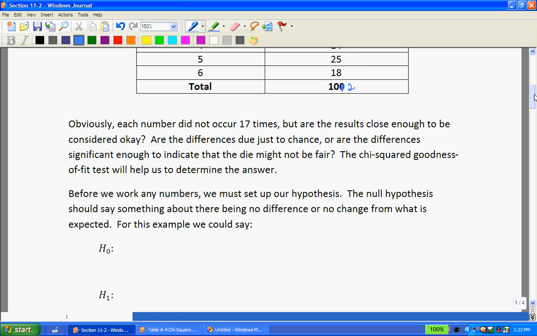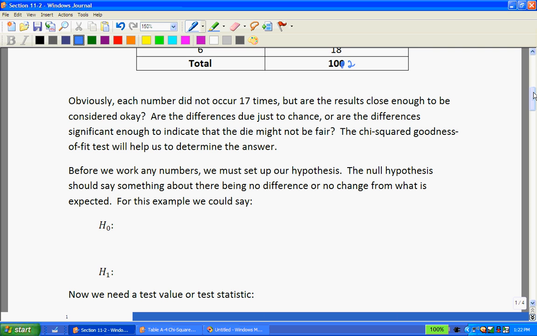Well, before we work any numbers, do any calculations, we need to set up our hypothesis. For a chi-square goodness of fit test, the null hypothesis should always say something about there being no difference or no change from what's usually expected. So on the die, we usually expect each number to come up an equal amount of time, so I'm going to say something to that effect. Now you don't have to be very exact here, meaning there's not a prescribed formula the way we used previously when we had things like mu is greater than a certain number. This is just kind of plain English here.